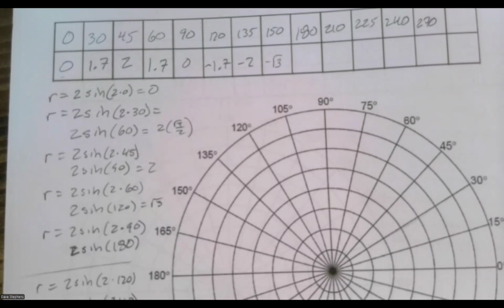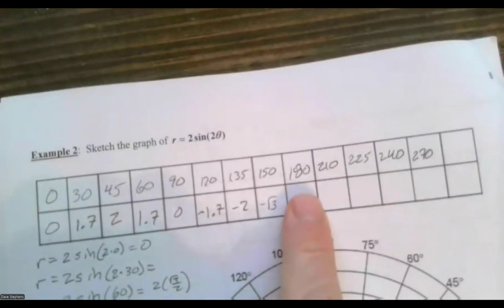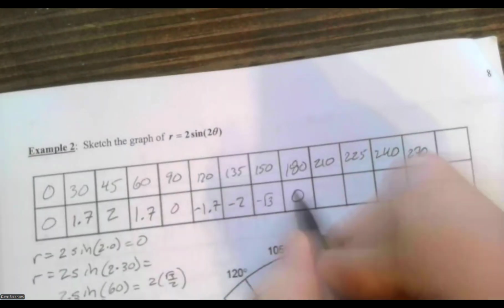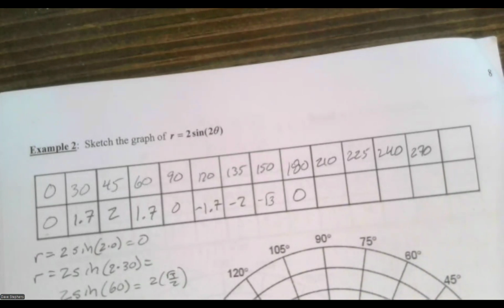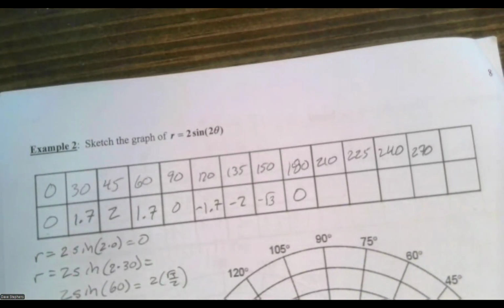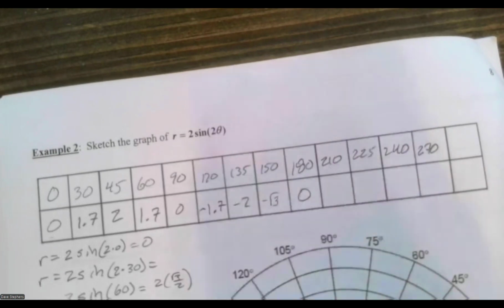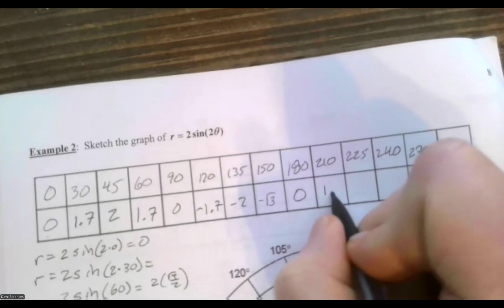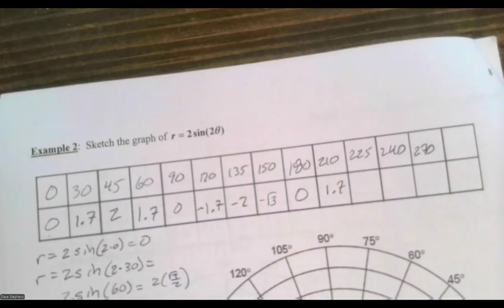All right, so let's just talk our way through the rest of these, right? 2 times 180 is 360. The sine of 360 is 0, so we end up with a 0 there. 2 times 210 would be 420, which is 60 away. That's a positive root 3 over 2. Multiply that by 2 is a positive root 3, or 1.7. We're starting to see a pattern here.